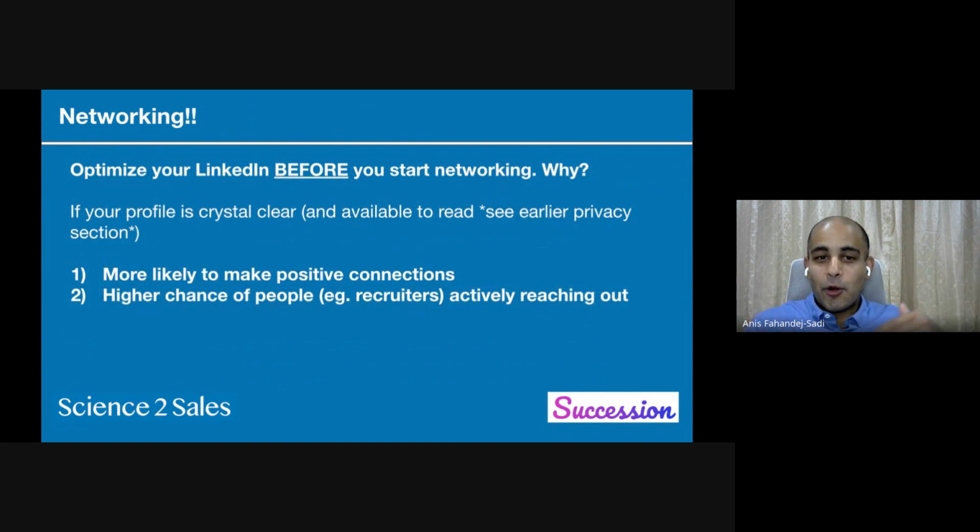As per the order of this slide deck, make sure your LinkedIn is optimized and open before you start networking, because this makes it crystal clear what you're looking for. It's more likely people will accept your connection request. It's also more likely that people will actively reach out to you for networking opportunities.